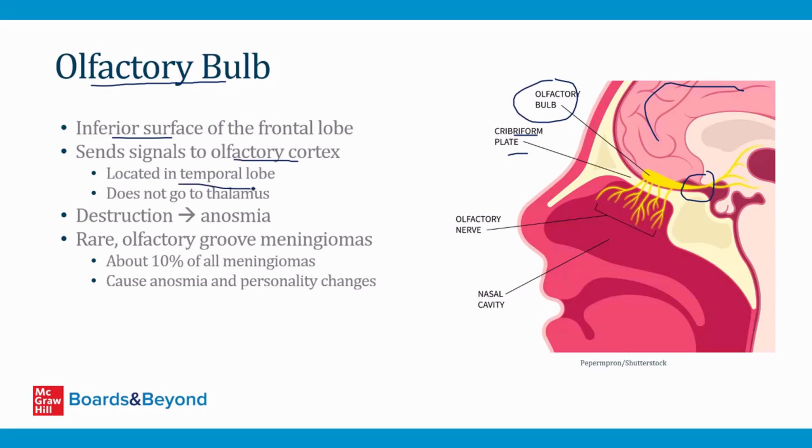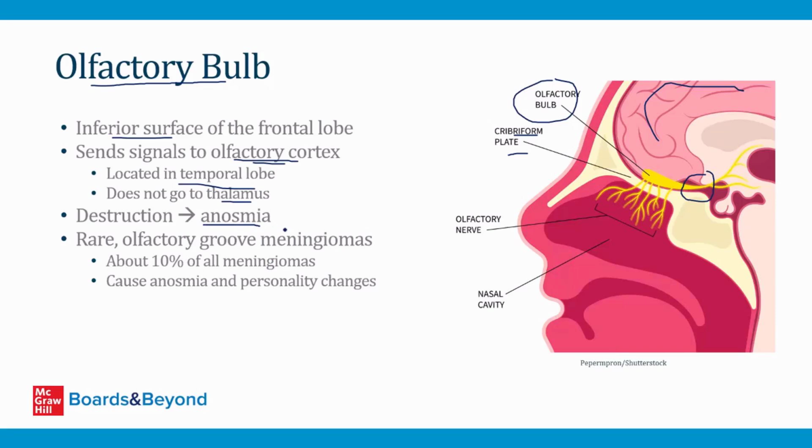But importantly, it doesn't send signals to the thalamus. So most of our sensory signals, like vision and sensation and things like this, they go to the thalamus for processing before they go to the cortex. That's not the case for the sense of smell. It goes directly to the olfactory cortex in the temporal lobe. And if you get destruction of the olfactory bulb for any reason, this will lead to anosmia, meaning loss of the sense of smell.